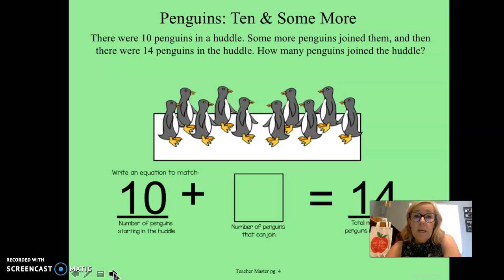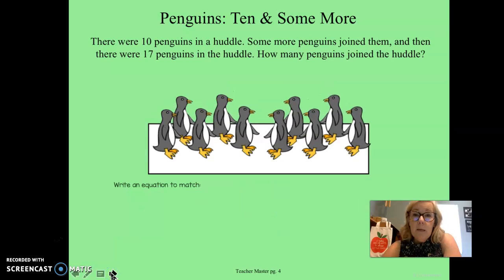There were 10 penguins in a huddle. Some more penguins joined them, and then there were 14 penguins in the huddle. How many penguins joined the huddle? We started with 10 and we finished with 14. What is the difference between 10 and 14? 4. 4 penguins joined the huddle of 10.